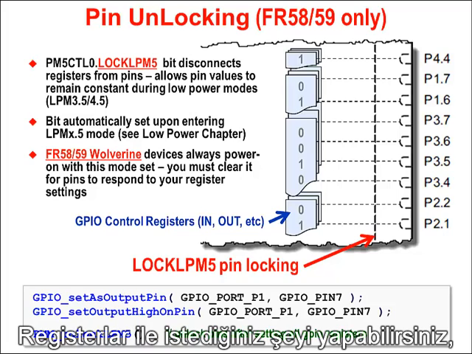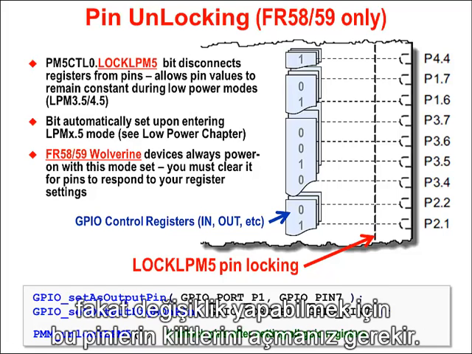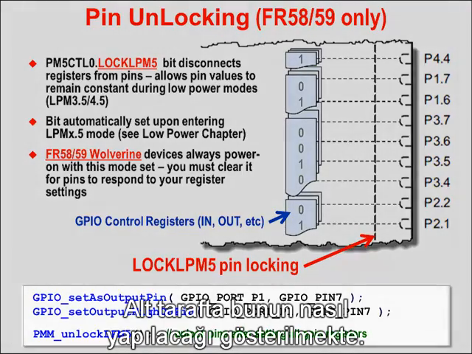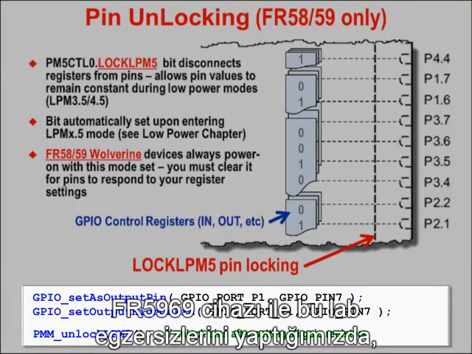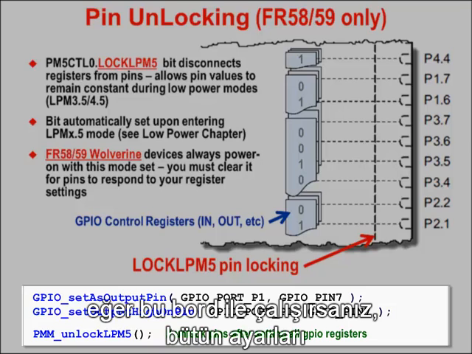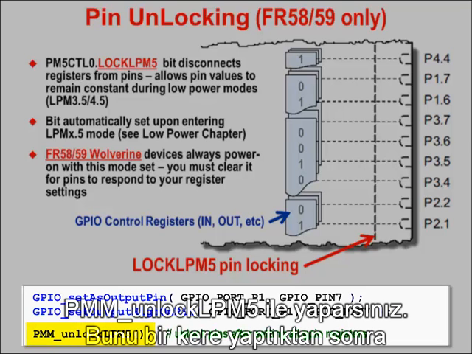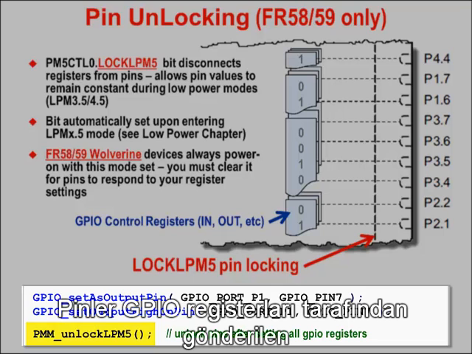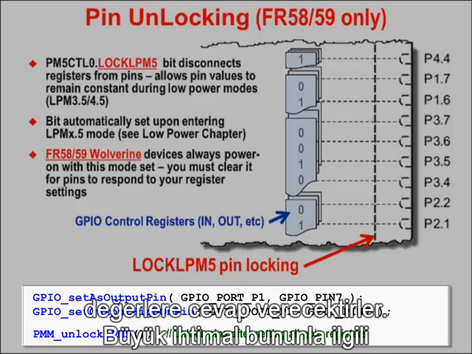Now when we come out of reset, you can do anything you want to the registers, but until you unlock those pins, the values aren't going to change. So that's what we're showing below on these FR59, 69, when we do those lab exercises, if you're working with that board. And when you're all done setting it up, you want to call this PMM_unlockLPM5. And once you've done that, then the pins will respond to the values you've set up in the GPIO registers.